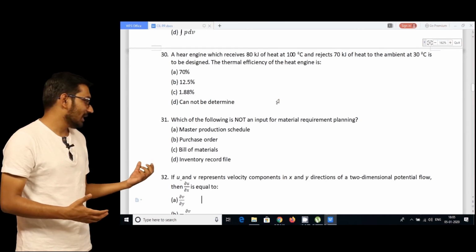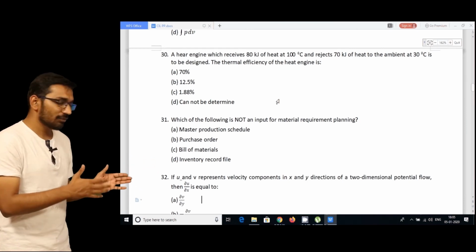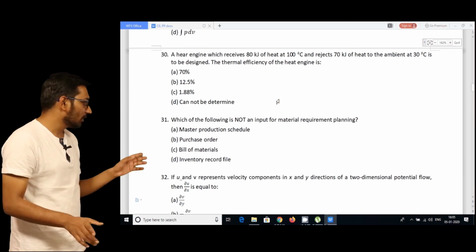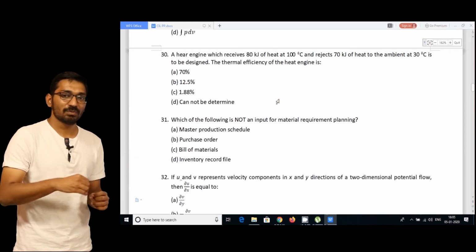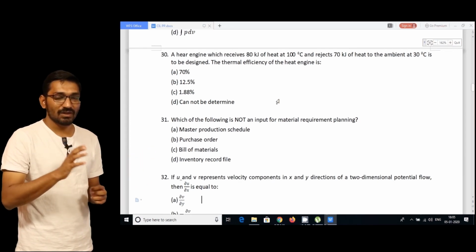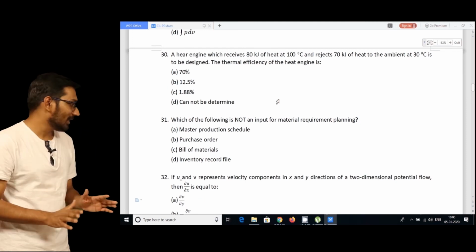Bills of material and inventory record file. For material requirement planning, you won't need the purchase order, that is, when you place the order and when your order will come. That is not required for material requirement planning.